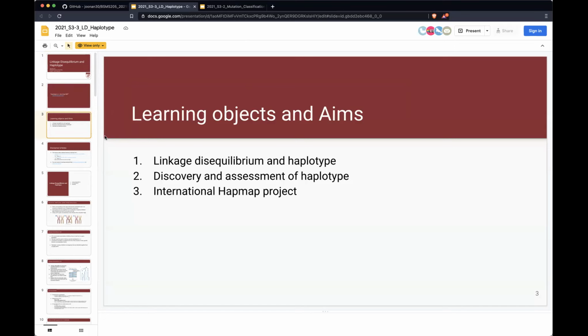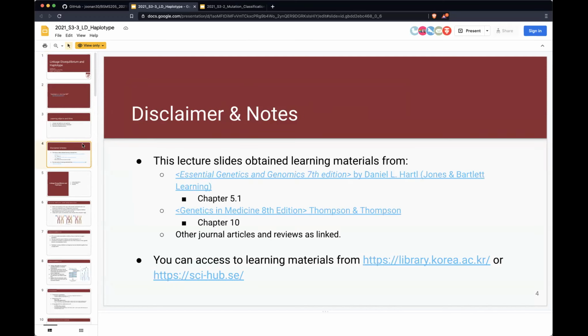Okay, so what are we going to learn today? We're going to learn LD and haplotype, the basic concept, and then we're going to discuss how we discover these LD or haplotypes, basically the same concept, and how we assess them. And we will also discuss the project called the International HapMap project, which is the first large-scale attempt at the identification of LD in the human genome. And this is the lecture material, so you can look it up for your learning.